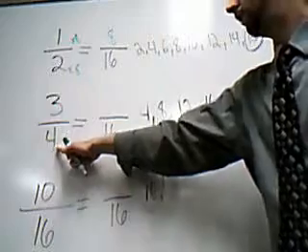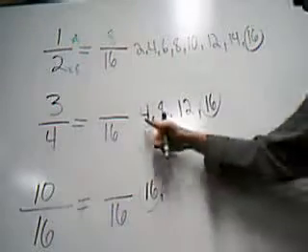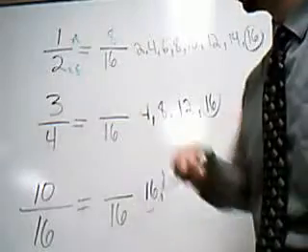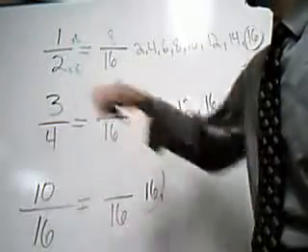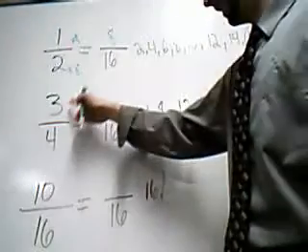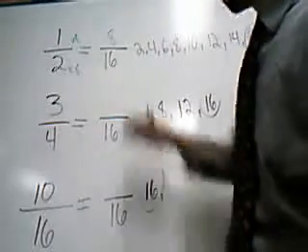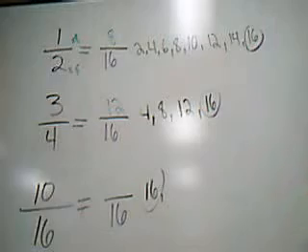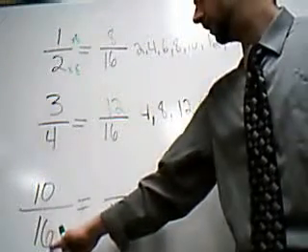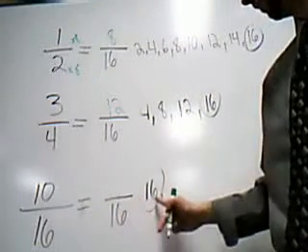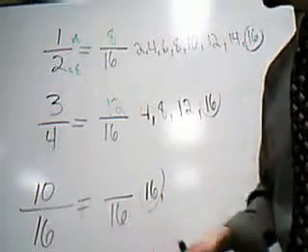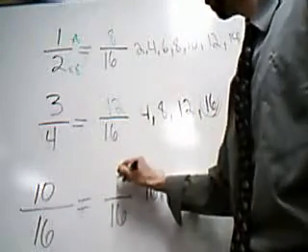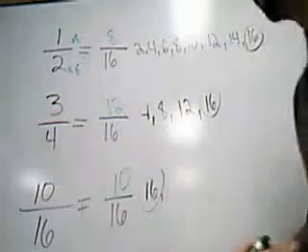Same thing here. 4 times, well, we could check it. 1, 2, 3, 4. Okay, 4 times 4 is 16. If I multiply by 4 down here, I have to do the same thing in the numerator. So 3 times 4 is 12. And finally, 16 times 1, we only went once, would be 16. So I'm going to have to multiply by 1 up here as well, and 10 times 1 is 10.